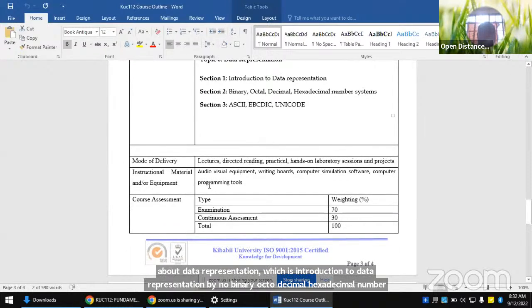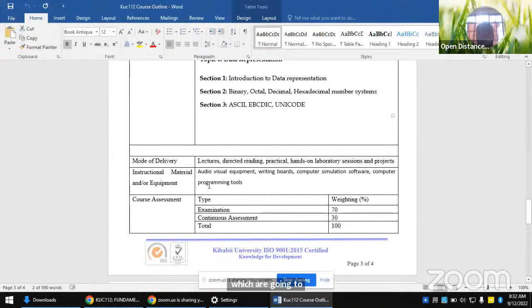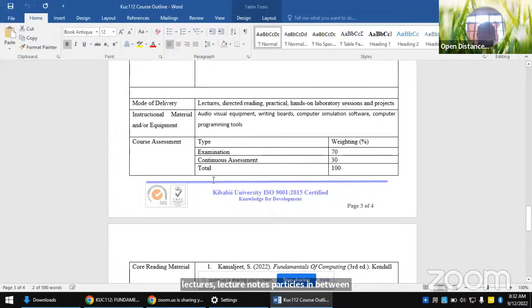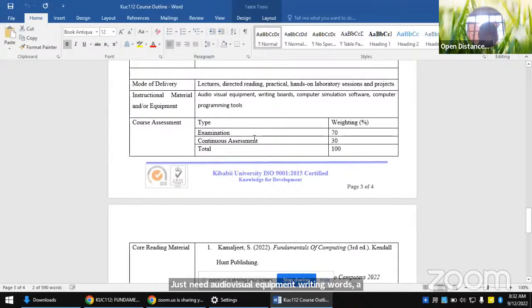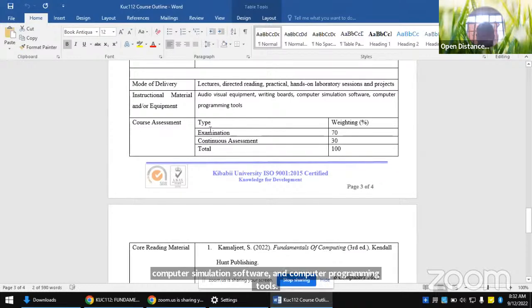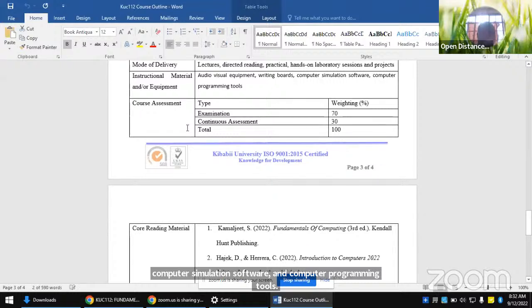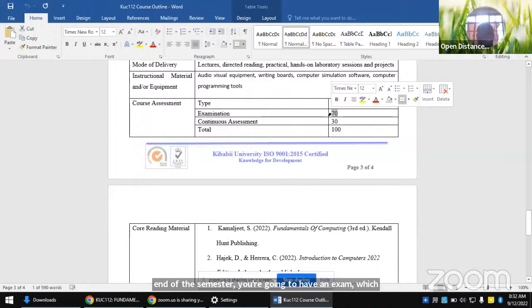Then the modes of delivery here, we'll have lectures, directed notes, practicals, a bit of hands-on sessions and projects. Then the instructional material and equipment, you just need audio-visual equipment, writing boards, computer simulation software, and computer programming tools. Then the assessment, we are going to have two cuts and note the following, that examination takes 70%. So you need to know that at the end of this semester, you are going to have an exam which will be marked out of 70.